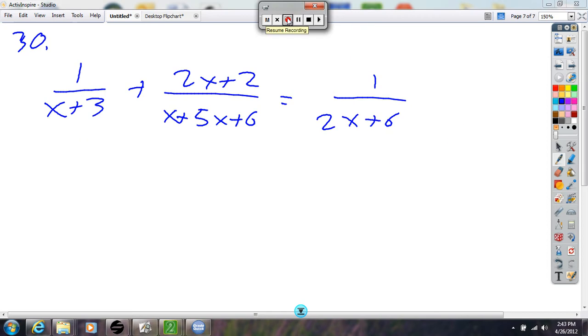Number 30, we have a bunch of binomials and trinomials, right? Yes. What do we have to get in the problem? Factor. Let's get the common denominator, and to do that, we need to factor the denominators. We're actually doing common denominators unless we see something that.